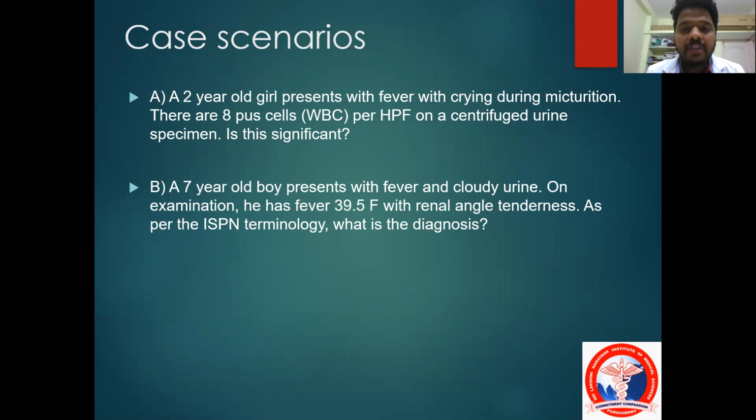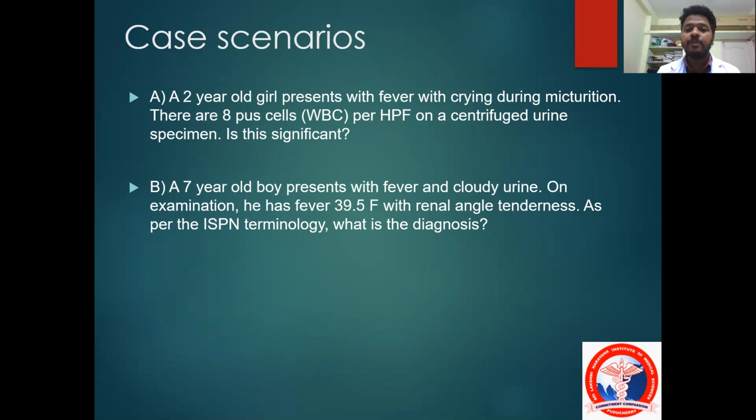A 7-year-old boy presents with fever and cloudy urine. On examination, he has fever of 39.5°C with renal angle tenderness. As per the ISPN, the Indian Society of Pediatric Nephrology terminology, what is the diagnosis? So here, the child is having fever and cloudy urine. On examination, the child has fever of 39.5° and renal angle tenderness. The child is having very high grade fever, and renal angle tenderness is present. So here we have to send urine culture. If at all urine culture comes positive, then this child will come under complicated UTI.